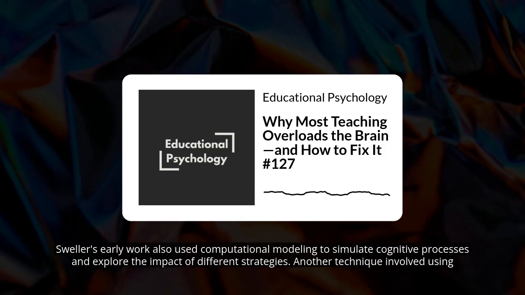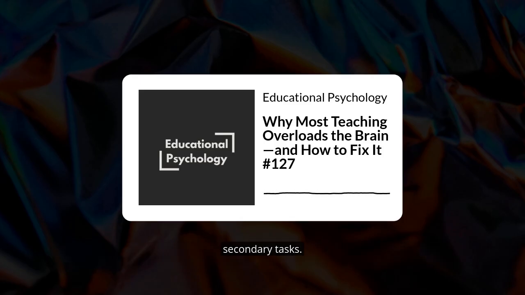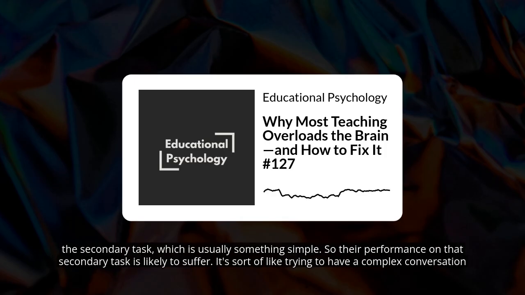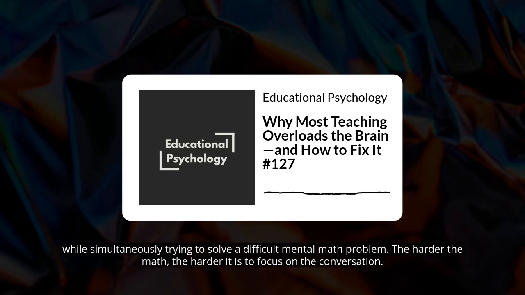Right. Makes sense. Sweller's early work also used computational modeling to simulate cognitive processes and explore the impact of different strategies. Another technique involved using secondary tasks. Secondary tasks, how do those provide insight into cognitive load? Well, the underlying idea is that if a learner's working memory is heavily burdened by the primary learning task, they'll have fewer cognitive resources available to dedicate to the secondary task, which is usually something simple. So their performance on that secondary task is likely to suffer. It's sort of like trying to have a complex conversation while simultaneously trying to solve a difficult mental math problem. The harder the math, the harder it is to focus on the conversation.